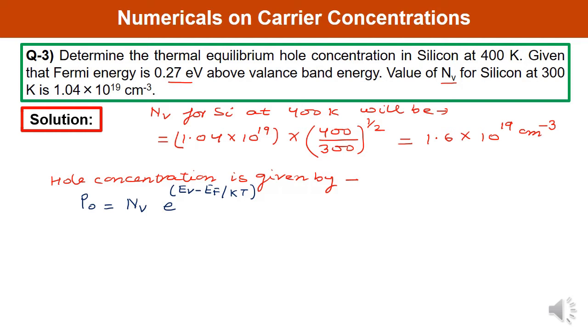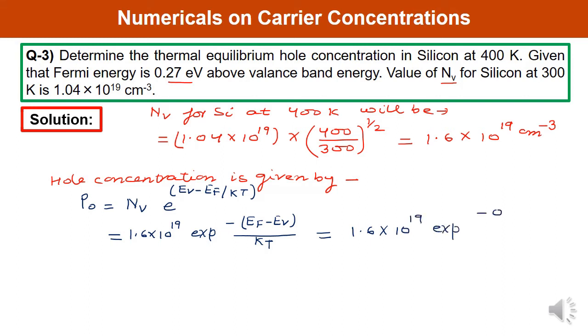Now substitute all values over here. See, what is Nv now? Nv for 400 Kelvin is 1.6 into 10 raised to the power 19. This term exponential, you can write as minus Ef minus Ev upon K into T, and this value Ef minus Ev is being given, which is 0.27. So this equation would be 1.6 into 10 raised to the power 19 exponential of minus 0.27 upon KT. See, these particular terms are in electron volt. The value of K, you know, is 1.38 into 10 raised to the power minus 23. T is 400 Kelvin.